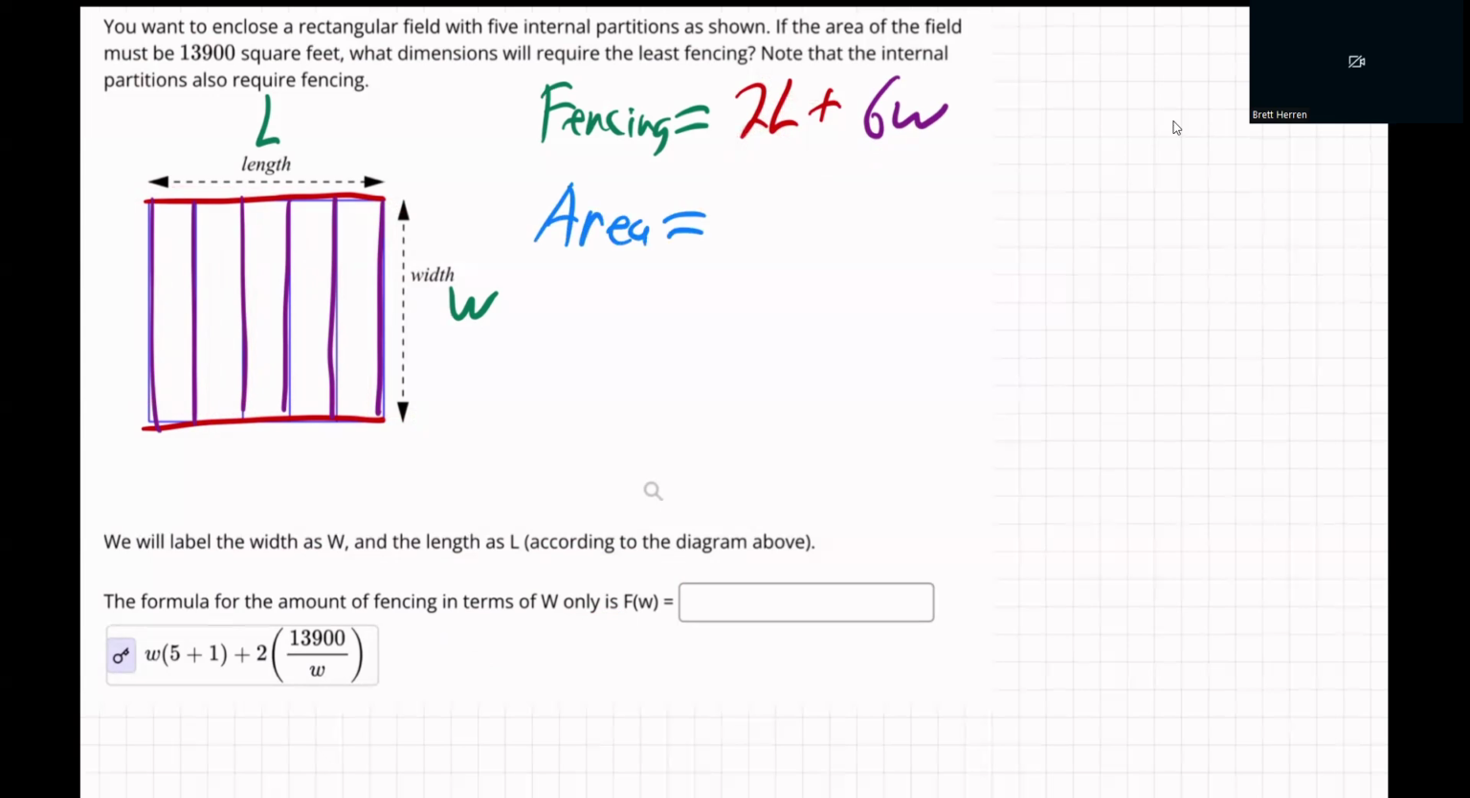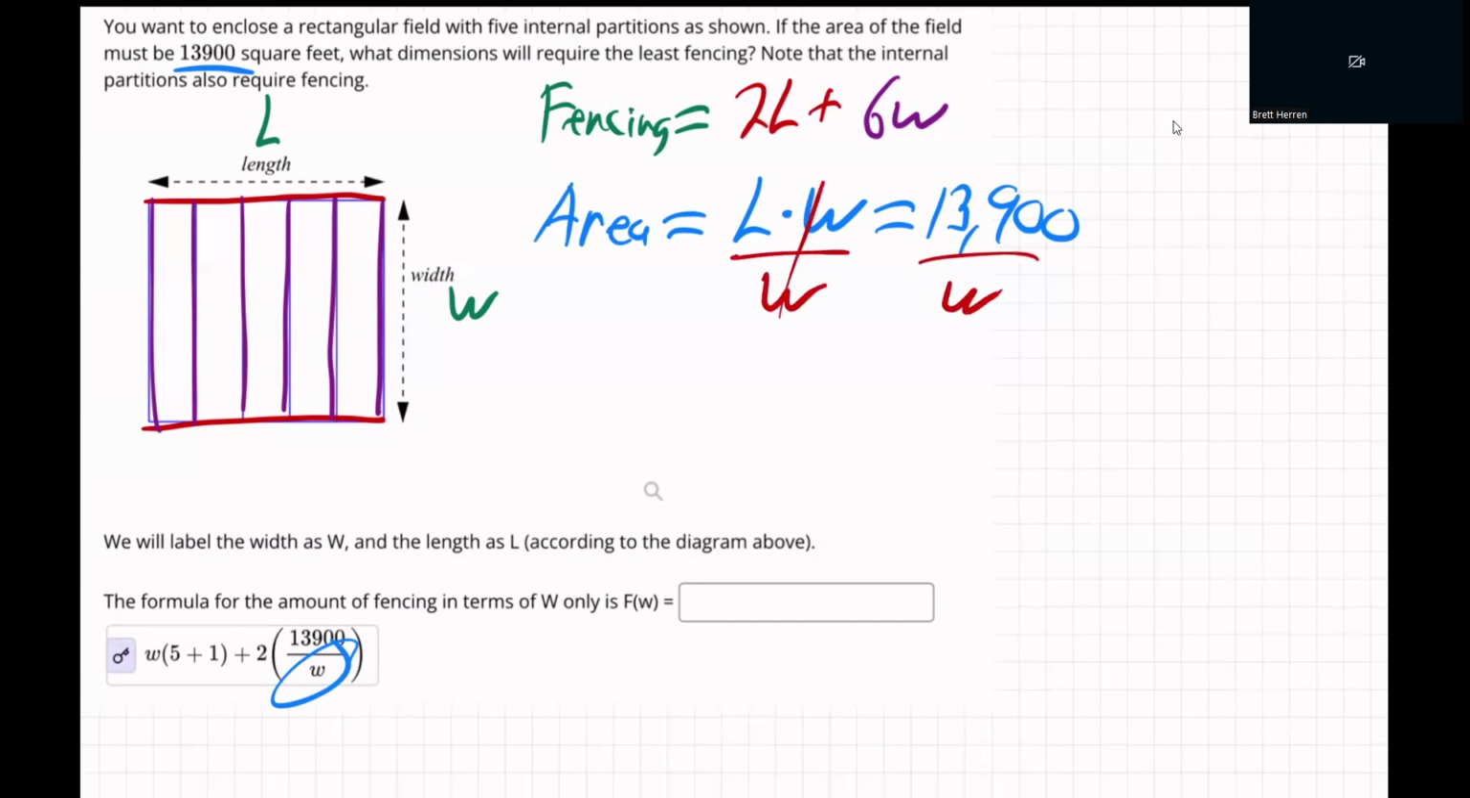The area of the rectangle, remember, is supposed to be, well, first off, what is the area of a rectangle? It's length times width. And they said we need it to be 13,900 square feet to hold all the animals or the inventory or whatever. Right? You know the formula for the area of a rectangle is length times width. So what do we want? We want W only. So let's solve for L. Boom. So L is 13,900 over W.